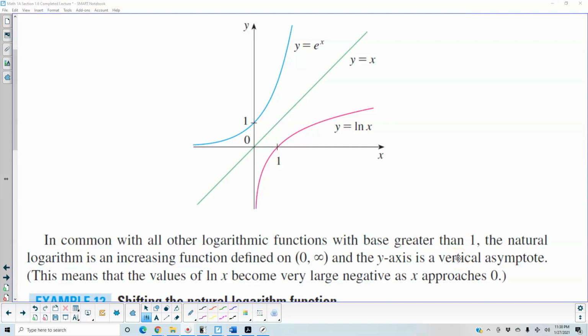So looking at this function again, as x is approaching 0, our y values, or our natural log of x, is approaching negative infinity.